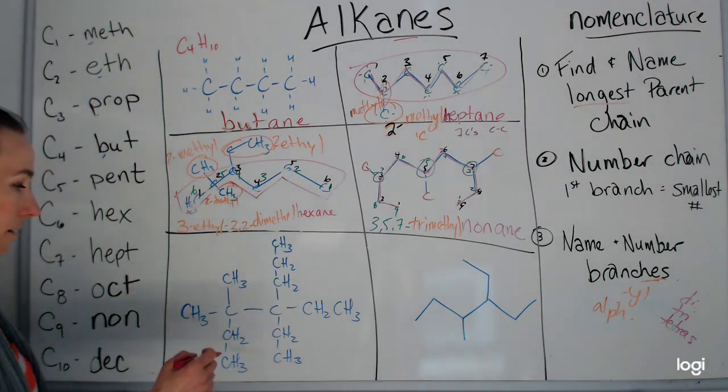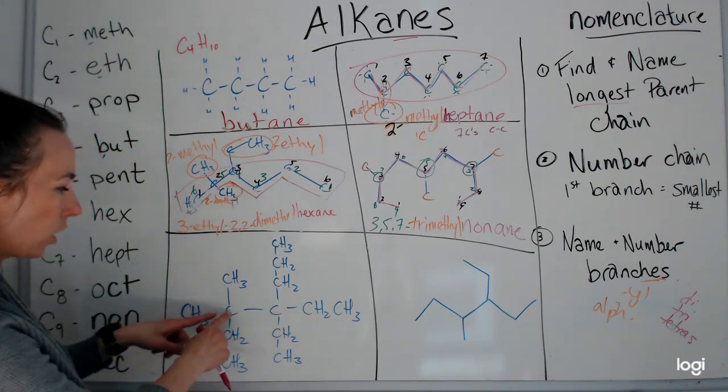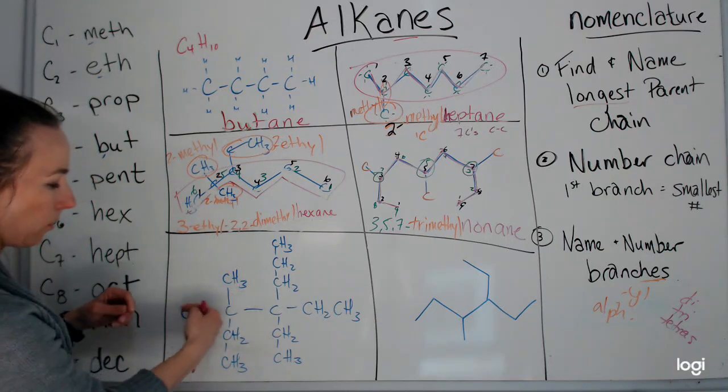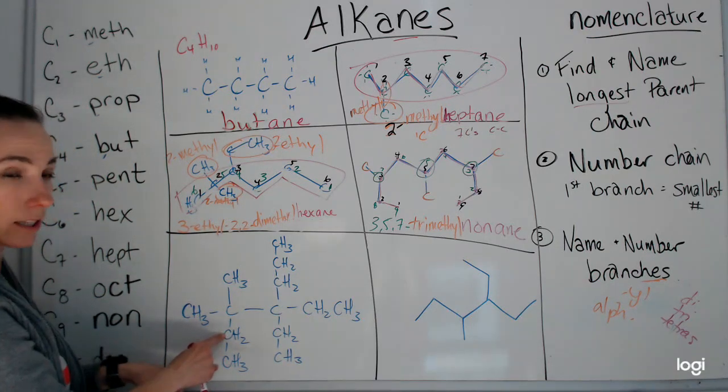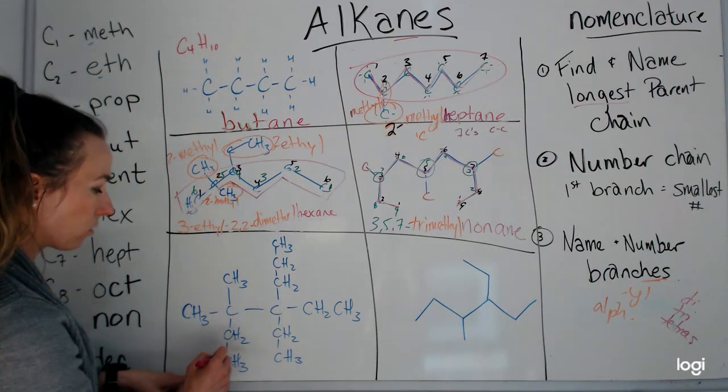We have to find the longest parent chain. First of all, just looking at this little intersection here, I can see that the longest parent chain is not going to go up or out, but it's going to go down because I have 2 carbons there and not just the one. So here's going to be my longest parent chain so far.